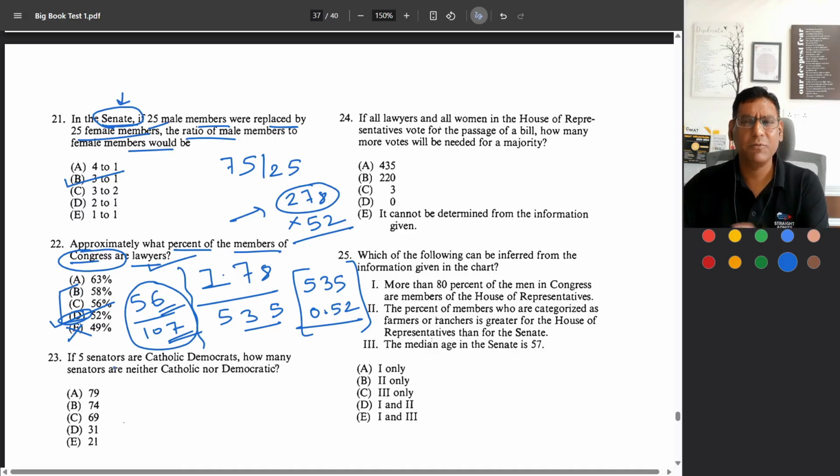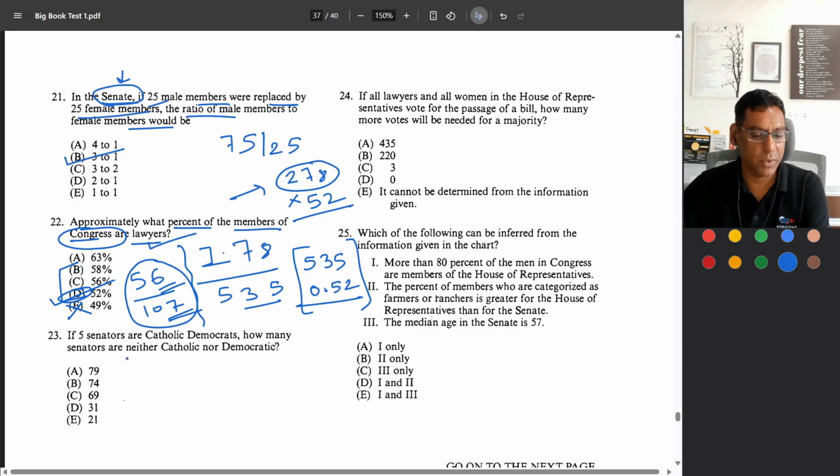Whenever the options are very close, it's better to do the calculation, but that is going to take some time. So better you gain some time in some other questions that are really easy, so that you leave some time for these kinds of calculations in case you need to do it.